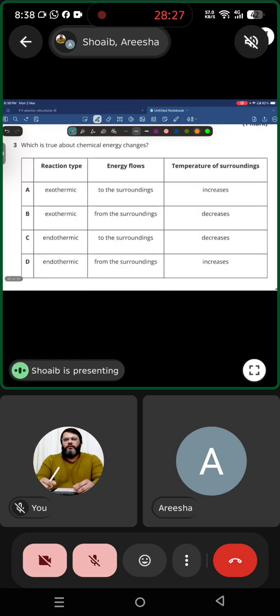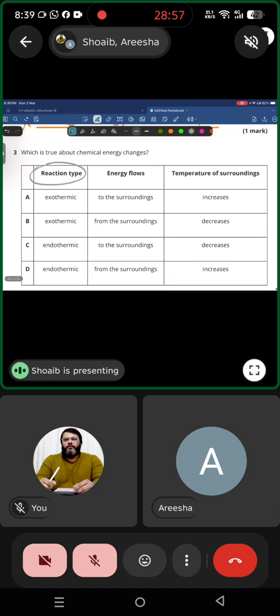Now the next question. Which is true about chemical energy changes? We have to check the true and false here. The true statement covers type of reaction, energy flow, and the temperature of the surroundings. If we start from here, it will be difficult for us to solve this MCQ. So from where are we going to start? We are going to start from the other columns, like the temperature of the surroundings and the flow of energy.